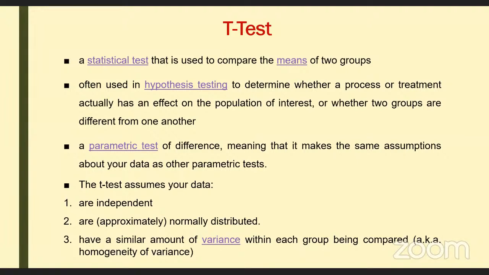It tells whether a process or treatment actually has an effect on the population of interest, or whether two groups are different from one another or not. It can be a single group also, like, for example, weight loss due to Lekhan Basti.